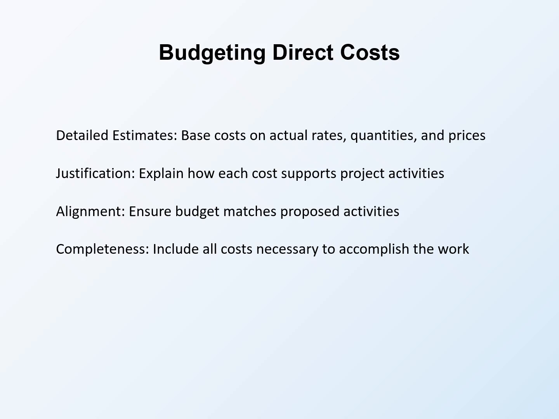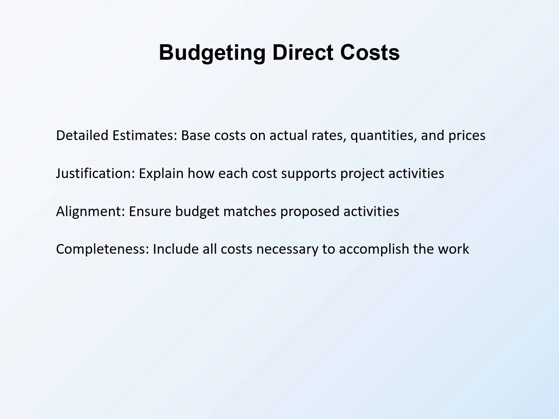Justification should explain how each cost supports project activities. Your budget justification narrative walks reviewers through your costs, explaining what you need and why. Generic statements like "supplies for the project" do not satisfy this requirement. Specific explanations like "laboratory reagents for the experiments described in AIM 2" demonstrate clear connections between costs and activities.